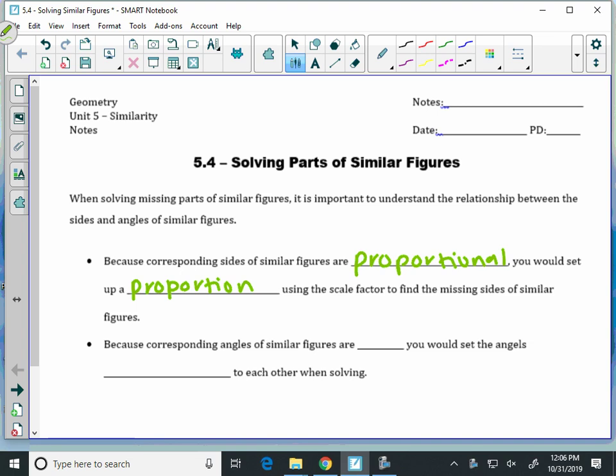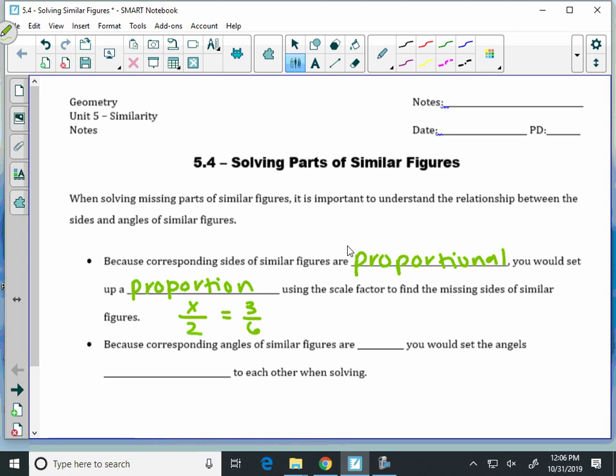Okay, so an example of a proportion might be, let's say, x over 2 is equal to 3 over 6. That's a proportion. Fraction equals a fraction. So that's what we are setting up to solve.